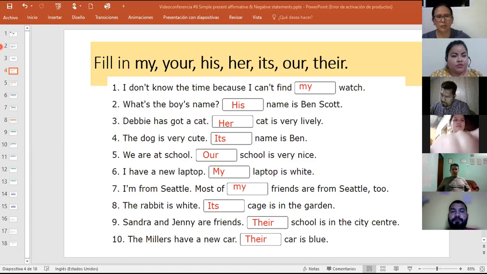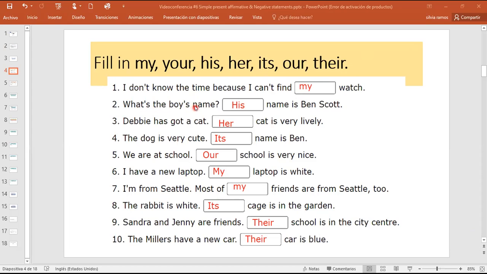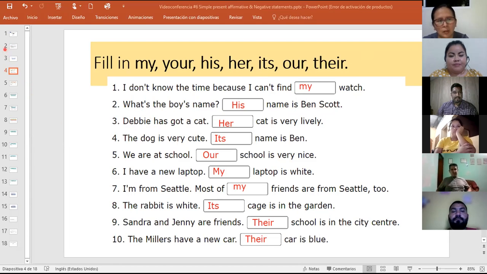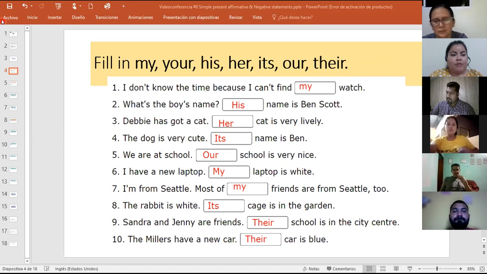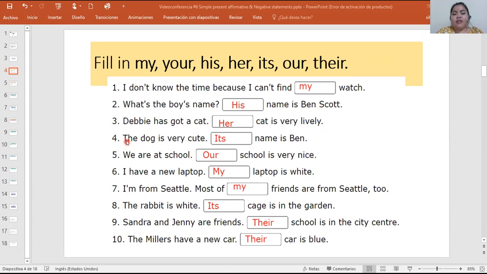Sigue practicando, Dinora. Santos, help me out. What's the boy's name? His name is Ben Scott. Very good. Thank you so much, Santos. Let's continue, Avelina. Debbie has got a cat. Her cat is very lively. Cat. Repeat, cat. Very good. Thank you so much, Avelina. Let's continue, William Eduardo. The dog is very cute. Its name is Ben.